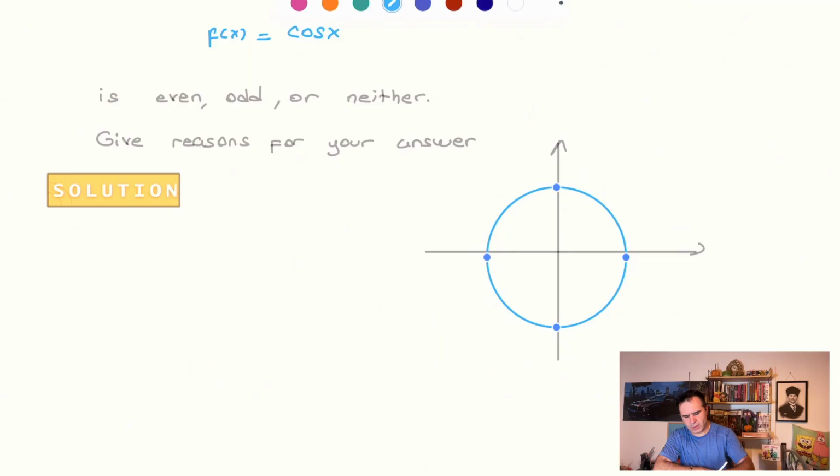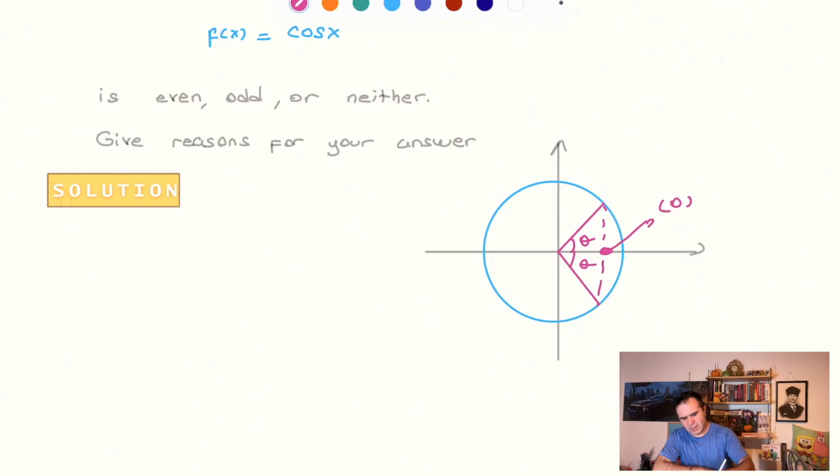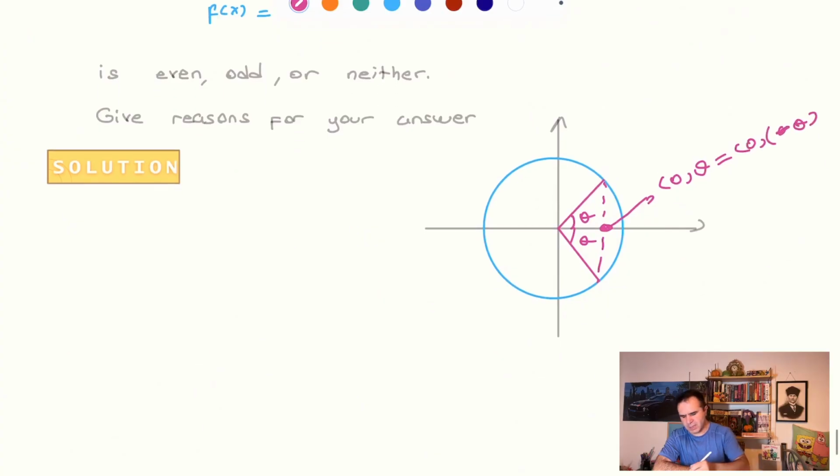This is the unit circle, and here is theta, and here is minus theta. As you see here, cosine theta is here, and cosine of minus theta is also here. This means that for cosine x, f of minus x equals f of x, and this makes the cosine function an even function.